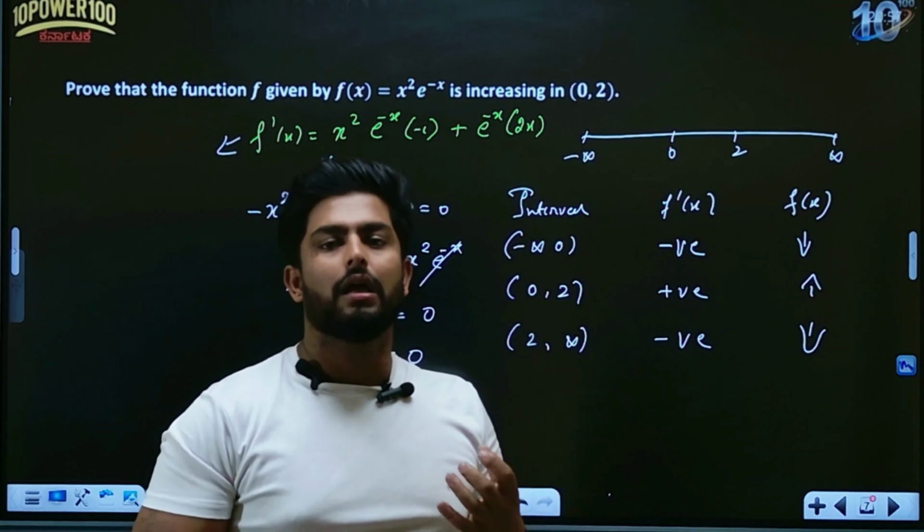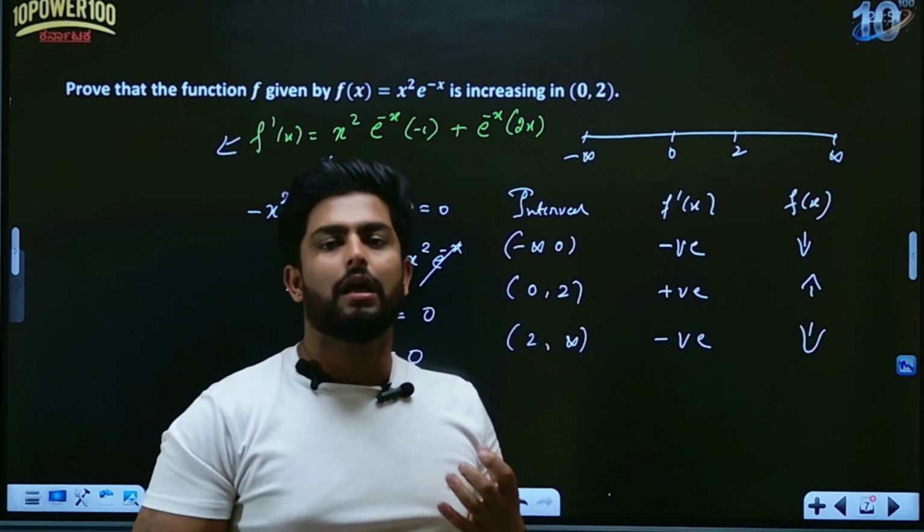Next, show that the function f of x is equal to sin x is strictly increasing in 0 to pi by 2 and pi by 2 to pi. Second quadrant, first quadrant. This is the first quadrant and this is the second quadrant. So f of x is given as sin x. Let's find f dash of x. F dash of x is cos x, correct.